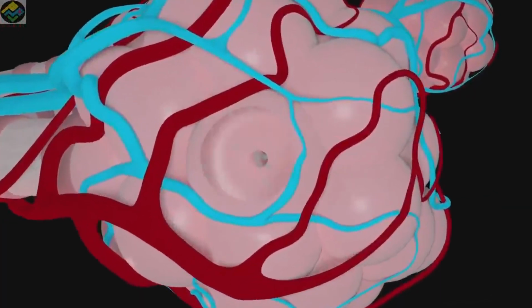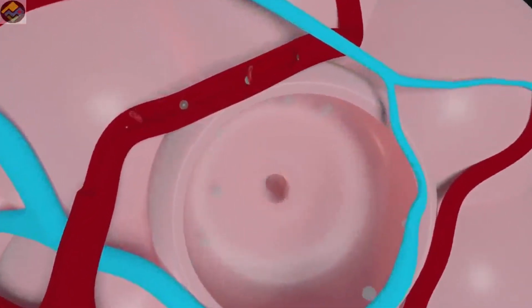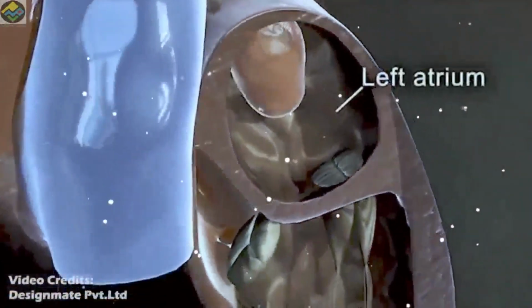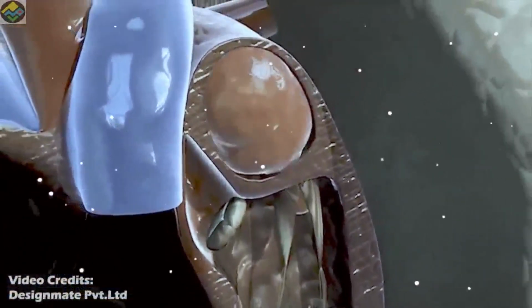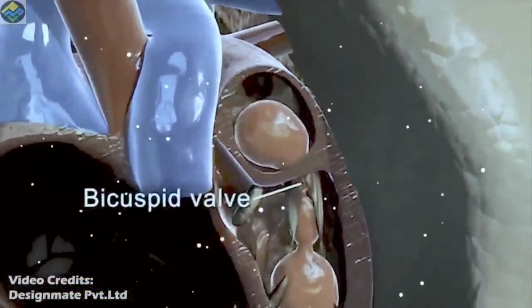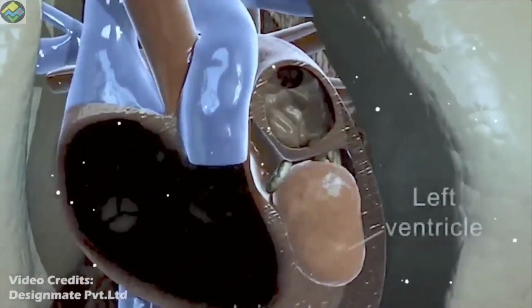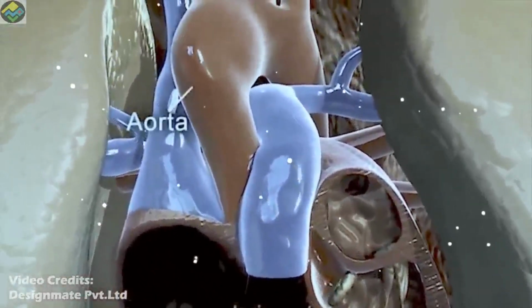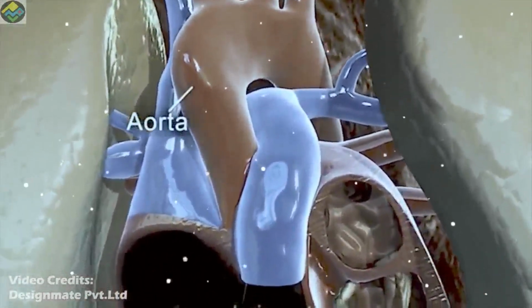In our lungs, oxygenation of blood occurs and blood becomes oxygenated. Oxygenated blood moves towards the left atrium. When the left ventricle relaxes and the left atrium contracts, the oxygen-rich blood flows from the left atrium to the left ventricle. The blood is then pumped through the main artery that supplies blood to the body, called the aorta.